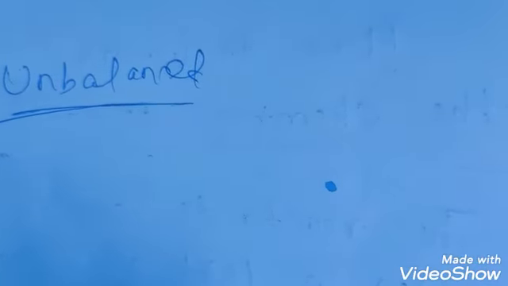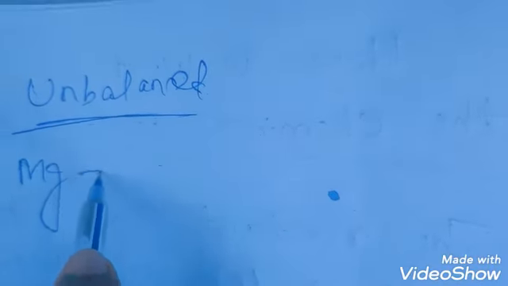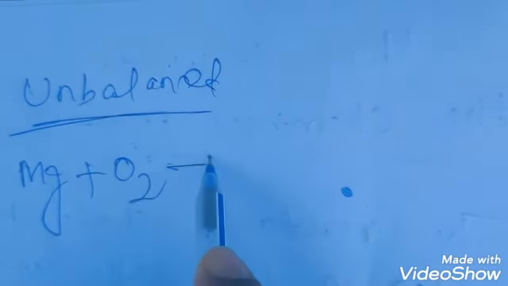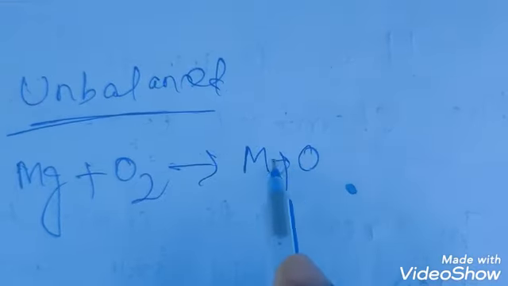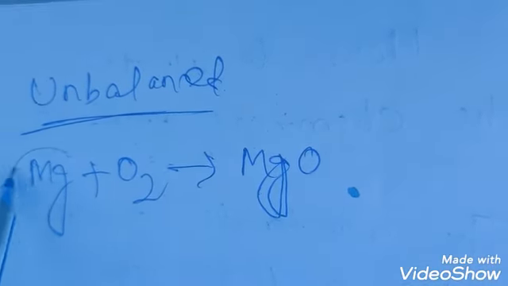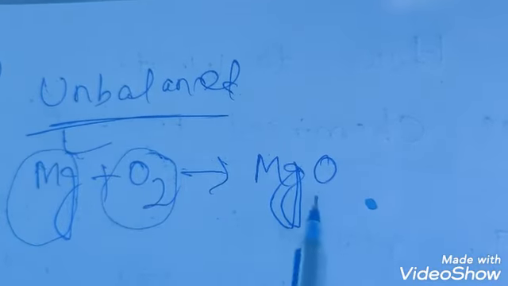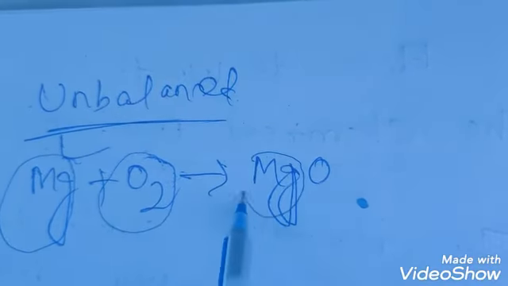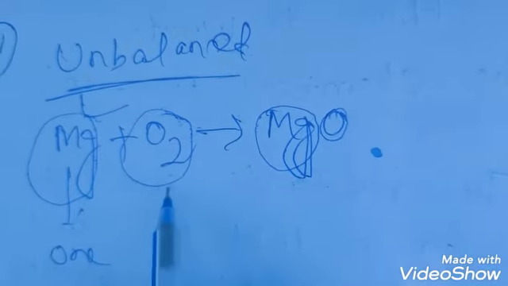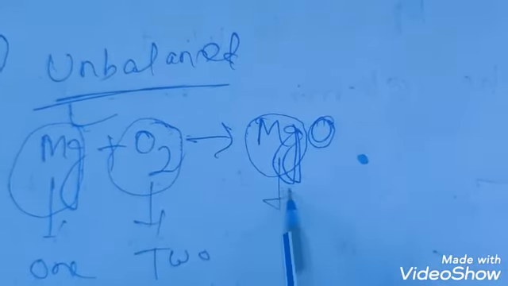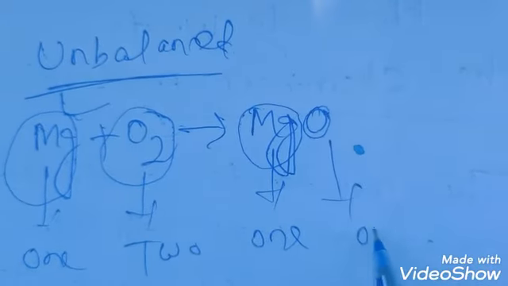First we have to talk about unbalanced equations. What is an unbalanced equation? The previous equation which was written for you was magnesium, in the presence of oxygen, gives rise to magnesium oxide. Here one magnesium atom is present and two oxygen atoms are present, and it gives rise to one magnesium atom and one oxygen atom.